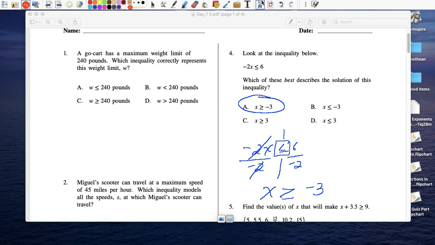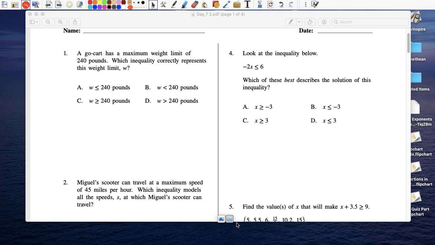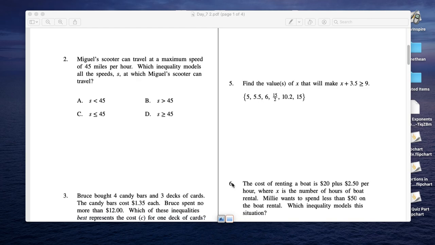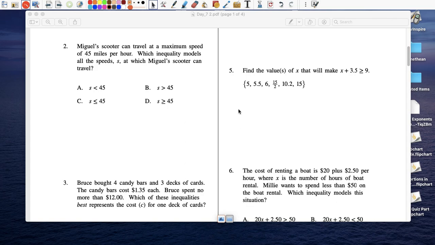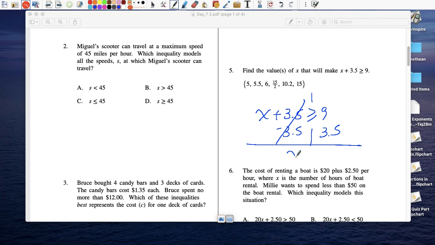5. Find the values of x that will make the solution true. Well, x plus 3.5 greater than or equal to 9. Again, we're going to subtract 3.5 from each side. That goes away. x is greater than or equal to, what is that, 5.5? 5.5. So as long as it's greater than or equal to 5.5, then it will be a solution to the inequality.